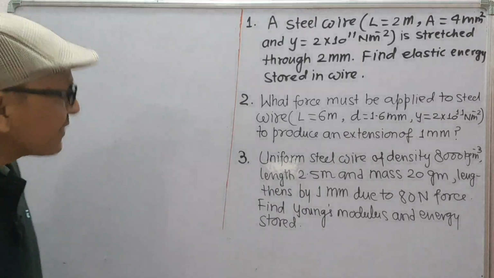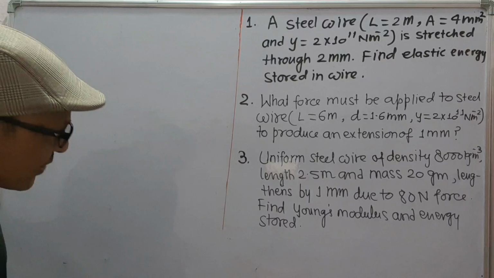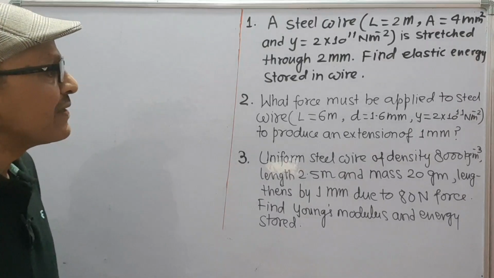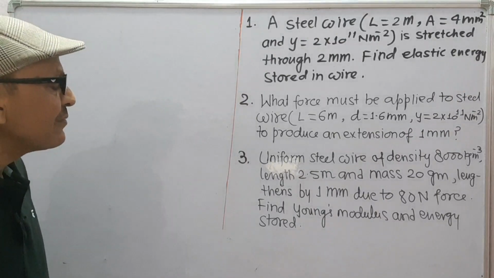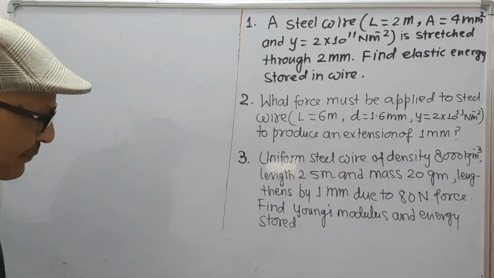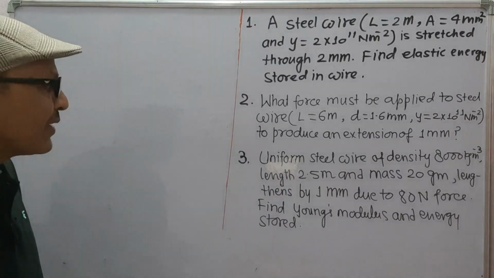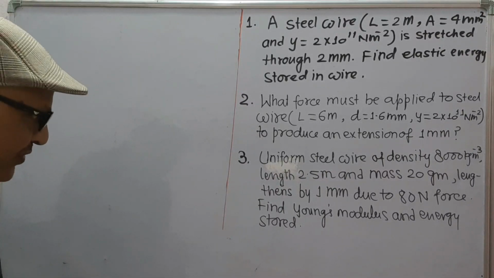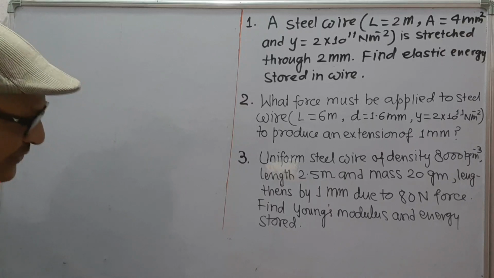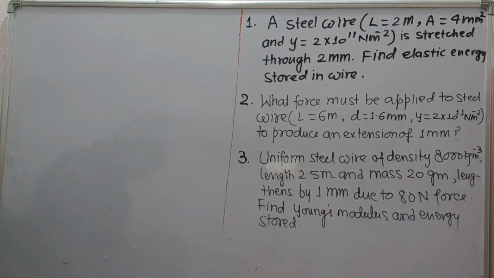Next, question number 3. Uniform steel wire of density 8000 kg per meter cube, length 2.5 meter and mass 20 gram lengthens by 1 millimeter due to 80 Newton force. Find Young's modulus and energy stored.